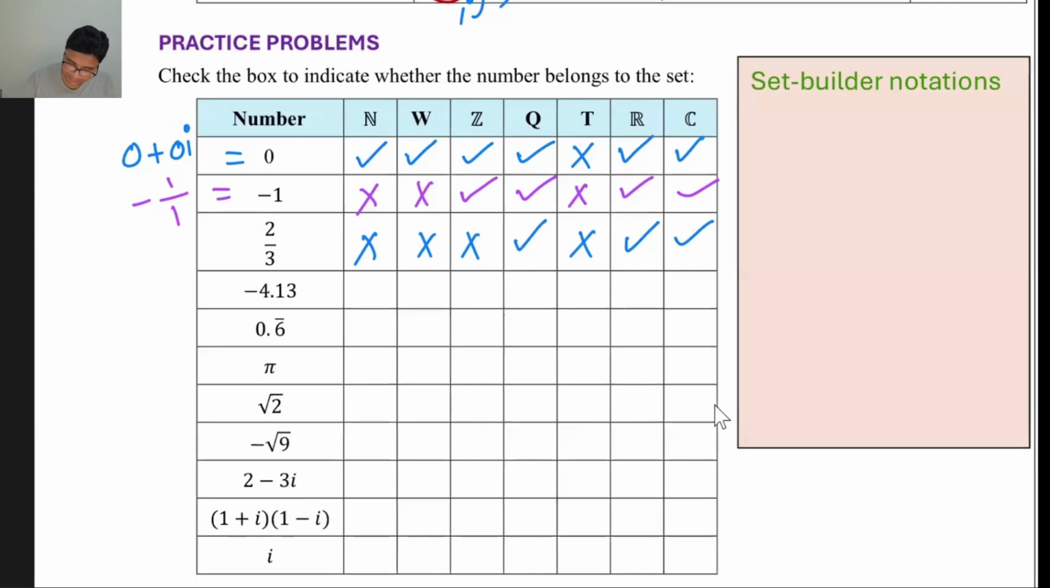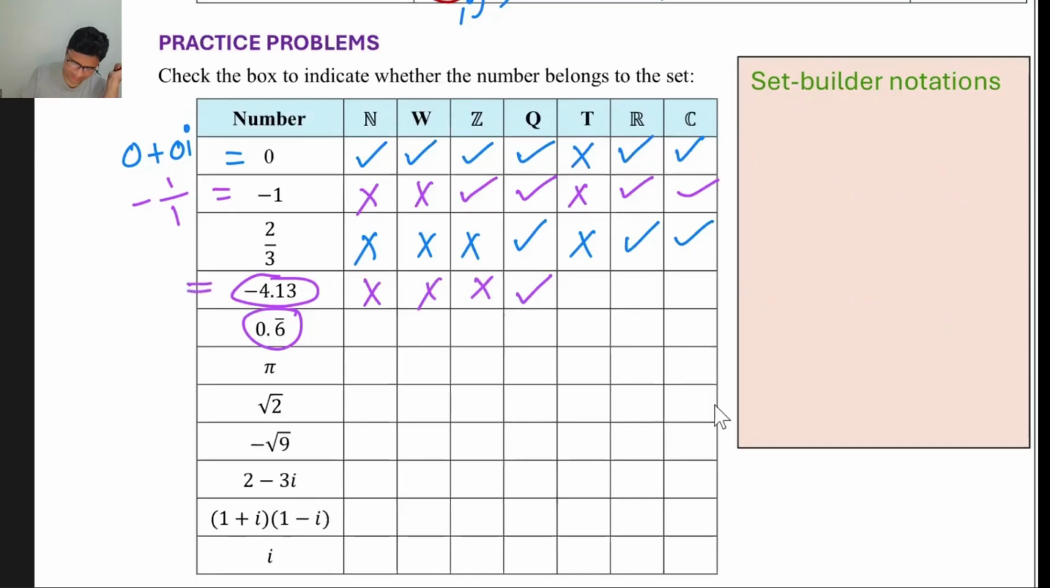Okay. Next number is -4.13, where now I'm going to talk about some important thing. This number here and this number here, both are decimals. The one that you see up here is what we call a terminating decimal, right? 4.13, that's it. And those terminating decimals are rational numbers. So clearly, it's not a natural number or whole number or integer, but it is a rational number.